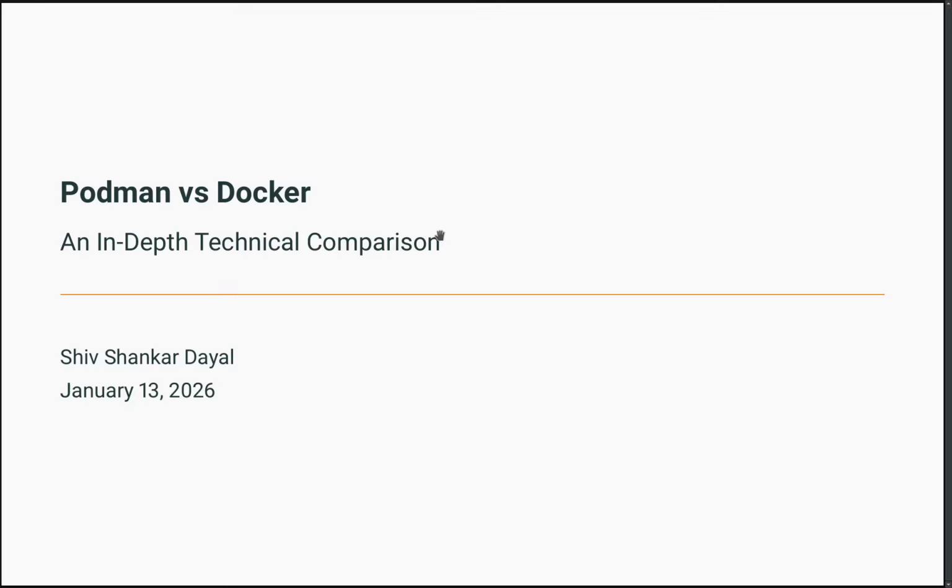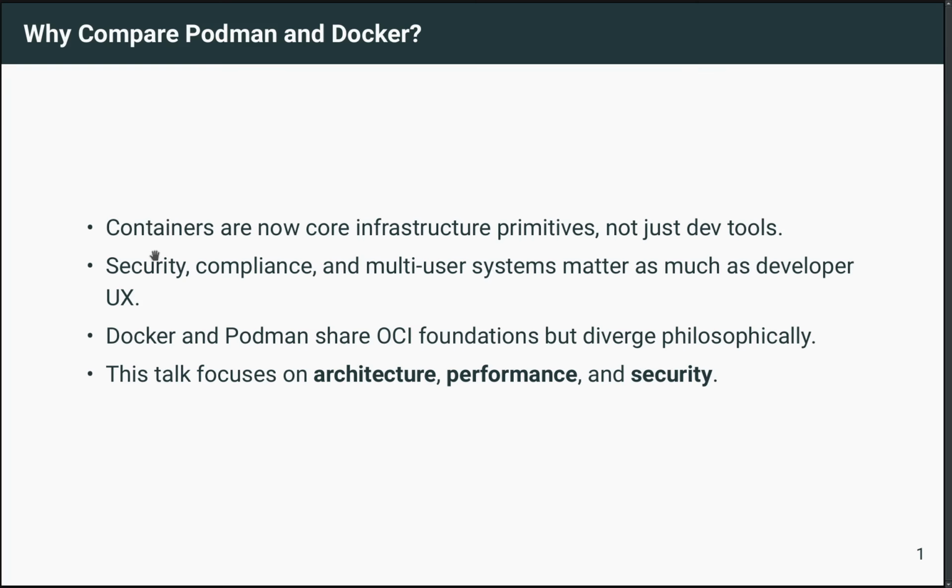In this video, we are going to discuss a very interesting topic, that is Podman versus Docker. Now, almost all developers know about Docker, but relatively very small number of people know about Podman. So Podman is something which is a Docker replacement. It is from Red Hat, and it is command by command compatible with the Docker CLI. So we will discuss three things. One is architecture, second is performance, and third is security.